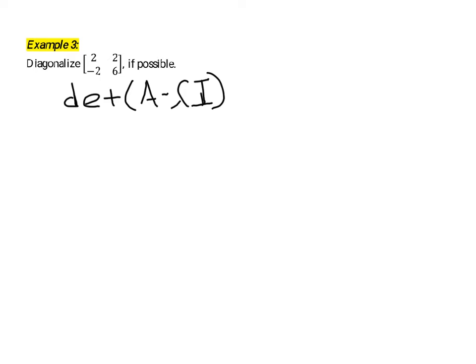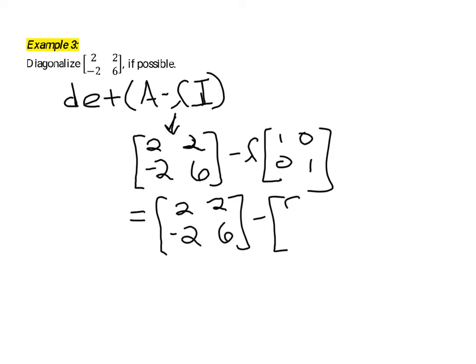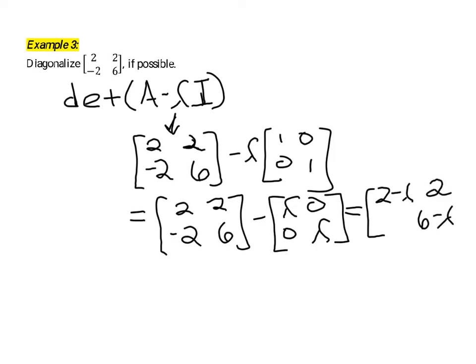So in this case, the A minus lambda I matrix would look like this. So we have A here, 2 negative 2 6, minus lambda times the 2 by 2 identity matrix here. And so that's equal to this matrix A minus a diagonal matrix where the diagonal entries are just the lambdas. And so this A minus lambda I matrix looks like this. So we have 2 minus lambda, and then we have 6 minus lambda along the diagonal, and then the other two entries remain the same, so 2 and negative 2 here.